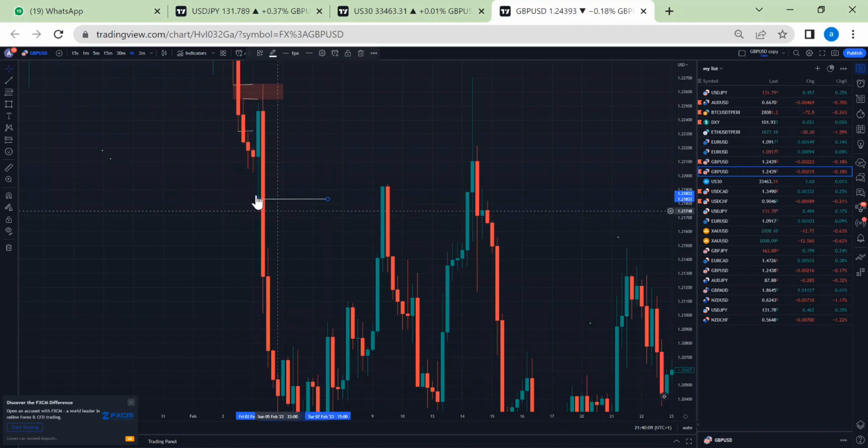This is the last buying we have. And from here, this is the last buying we have. So inside here, we have the imbalance. And price filled it up. Can you see? Price already filled it and went down.